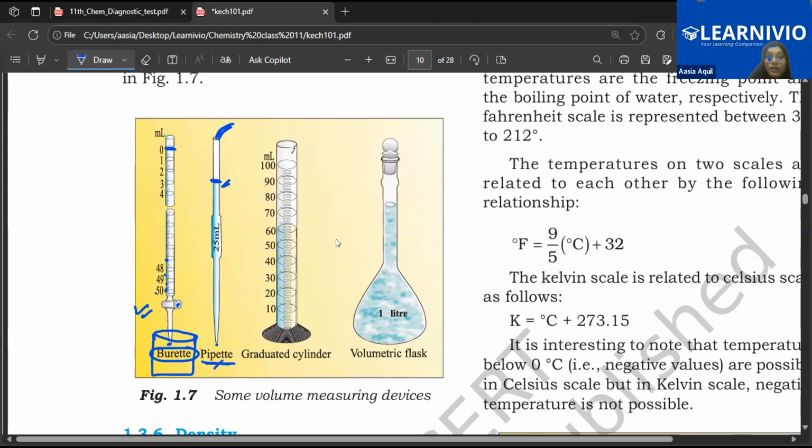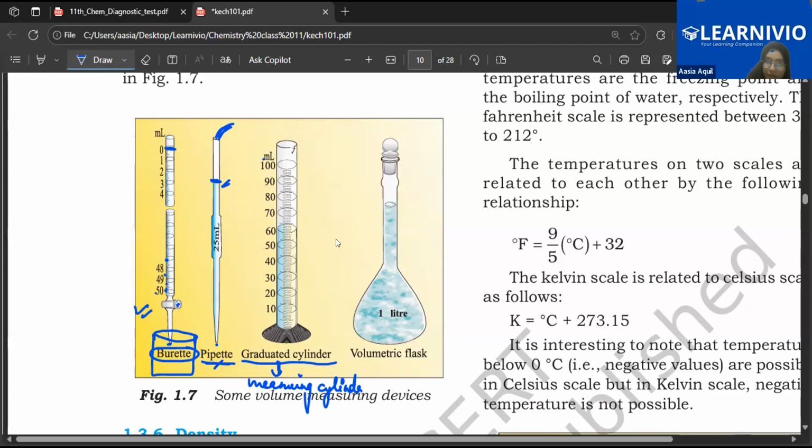Again, this is a volume measuring cylinder. You can see this is a graduated cylinder, which is commonly known as a measuring cylinder. It also comes in 100 ml, 50 ml, 25 ml and so on. This type of different capacity graduated cylinders come. So again, you will use the same method.